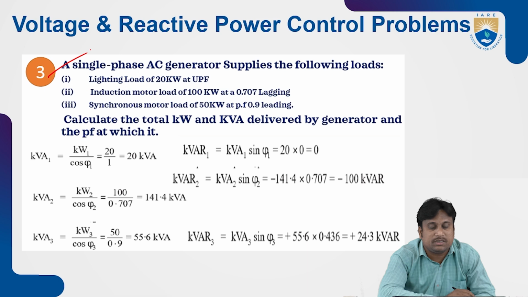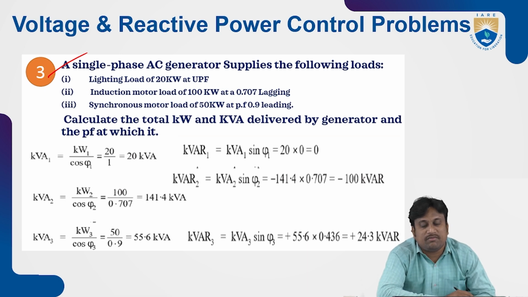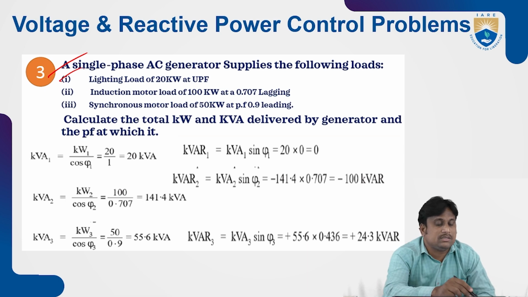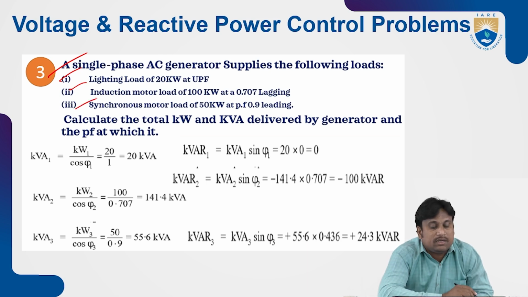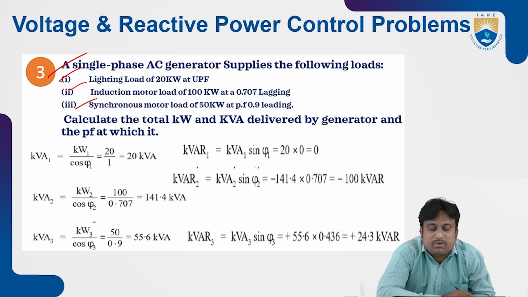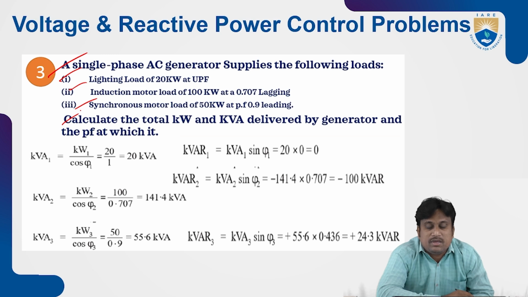Here is another problem. A single phase AC generator supplies the following loads. One is a lighting load, that is 20 kilowatts at unity power factor. The second one is an induction motor load, about 100 kilowatts at 0.707 lagging. The third one is a synchronous motor load, about 50 kilowatts at 0.9 power factor leading. Calculate the total kilowatts and kVA delivered by the generator and the power factor at which it operates.